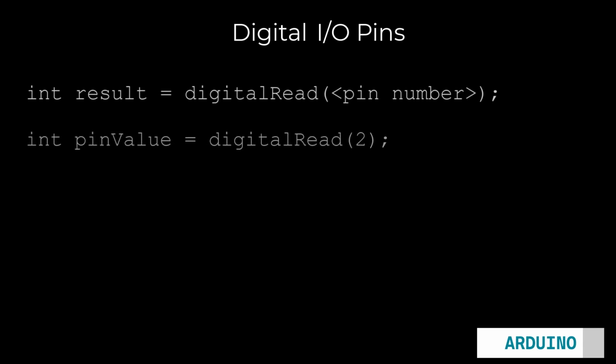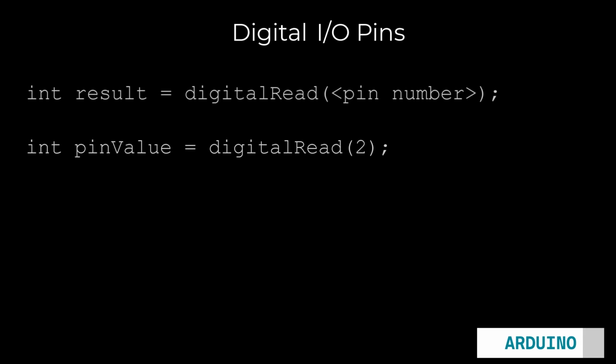To read from a digital pin, you can use the digitalRead function. This example reads from pin 2. The resulting integer pin value will contain either 0 or 1. 0 is equivalent to a low reading, and 1 indicates a high reading.